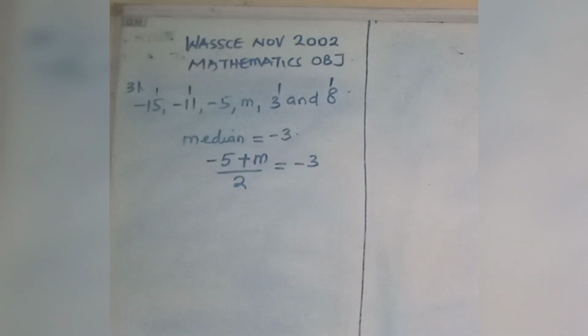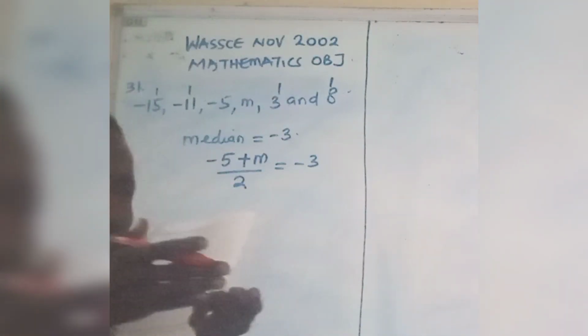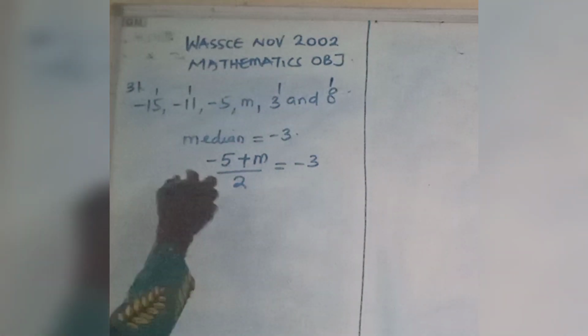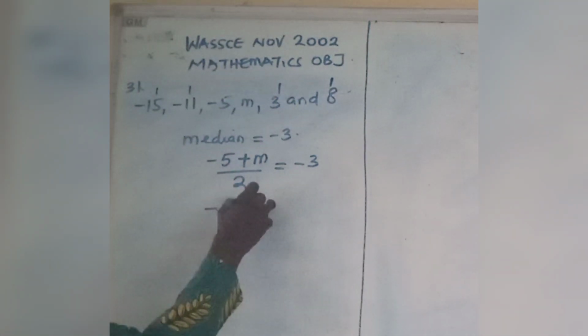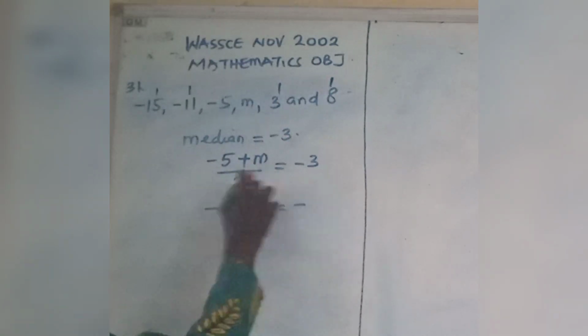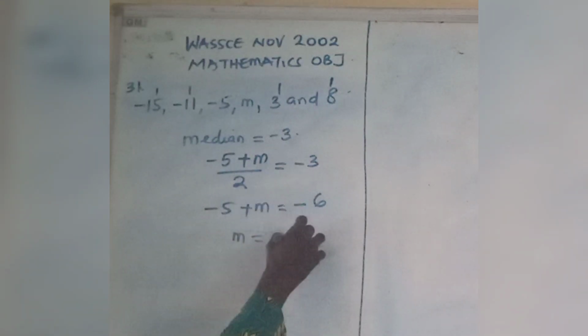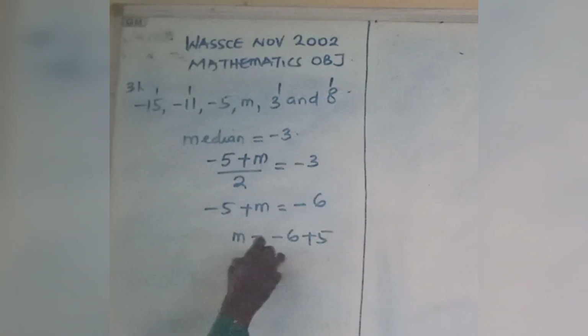If the terms are even, you add the two terms that occur at the middle, and then you divide by 2. So -5 plus m is equal to -2 times 3, which will be -6. Meaning that m will be equal to -6 plus 5, and m will be equal to -1. So the median will be -1.